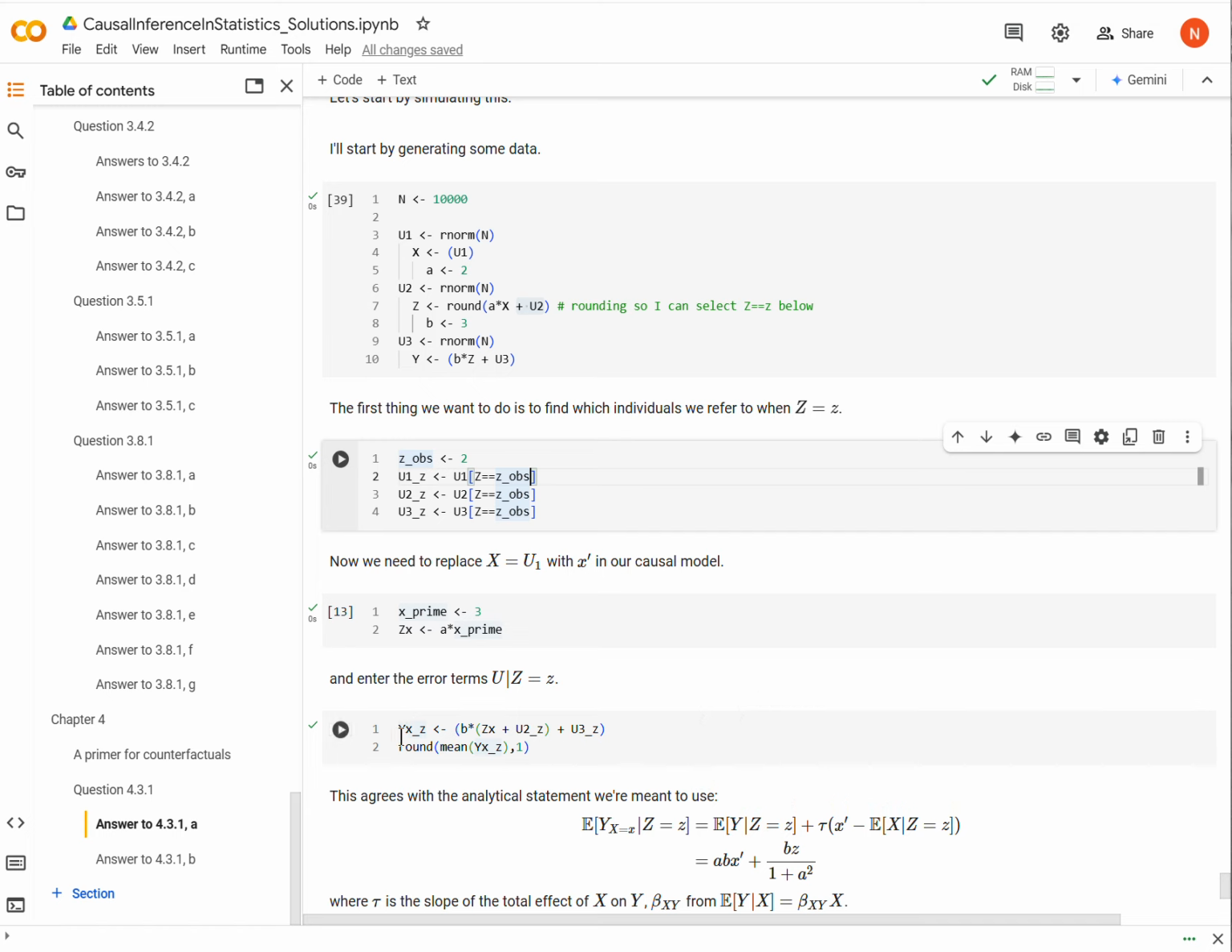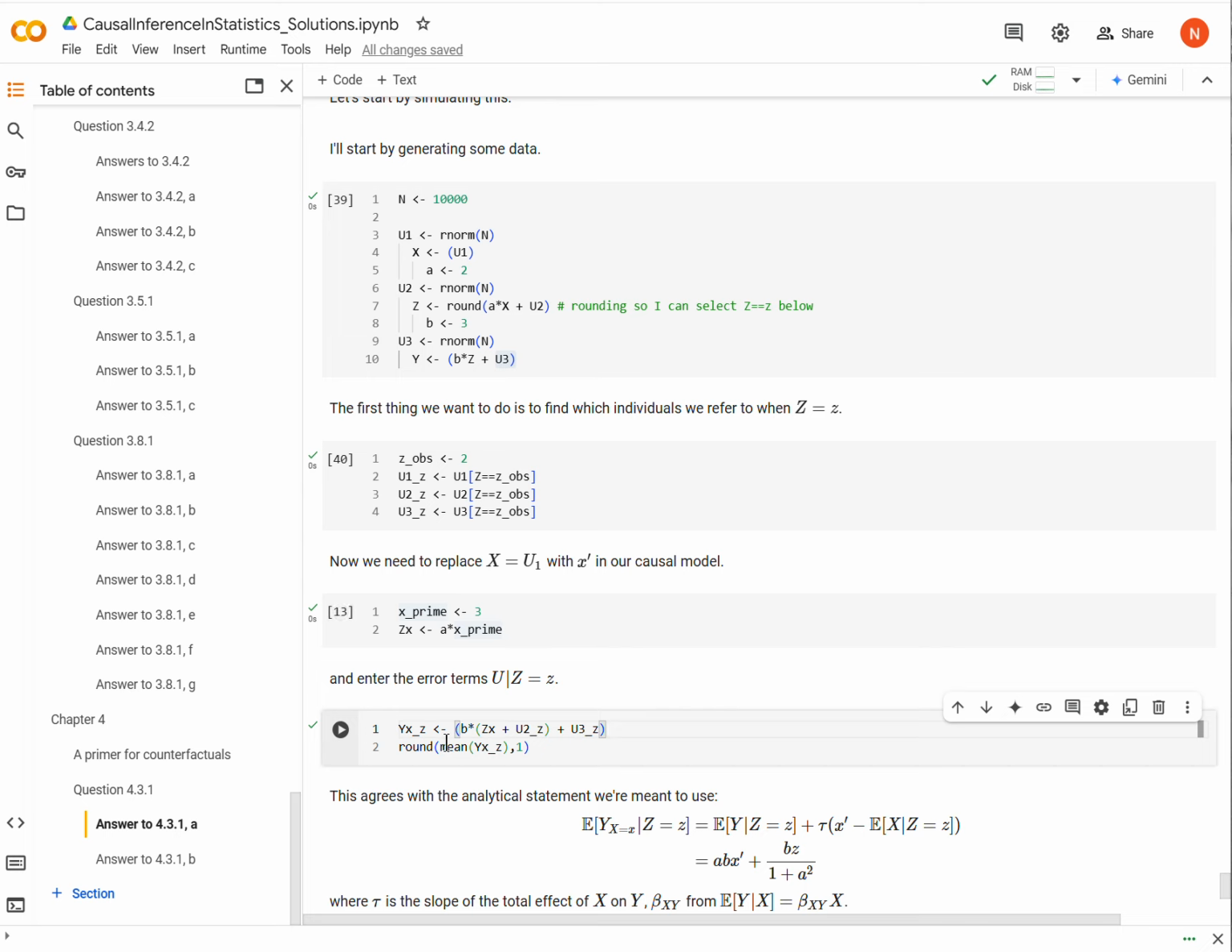In the next step, we need to find a new value for Y when X equals X prime in cases where Z equals little z. Well, what is Y? Y is b times Z plus U3. So I have b times my new Z, and my new Z also has its error term. I hope that's not confusing. Instead of defining the error term here, I've defined it here. I'm sure I had a reason for it at one point, but I've forgotten it. Then Y also has its own error term, and we're adding back the error term for the cases where Z equals little z.